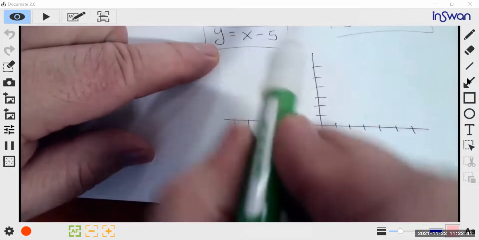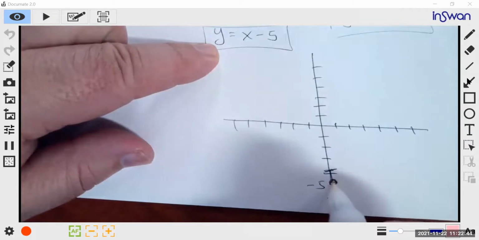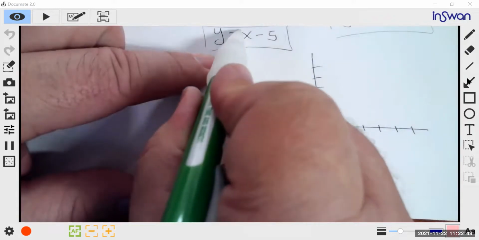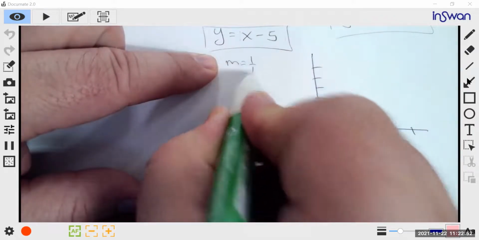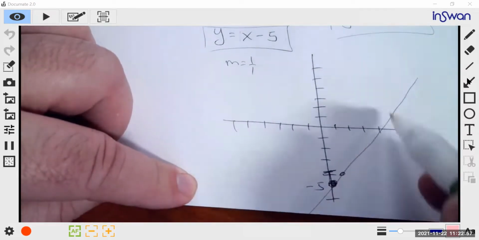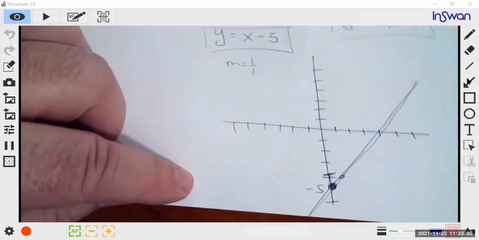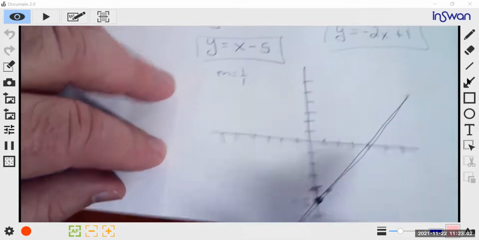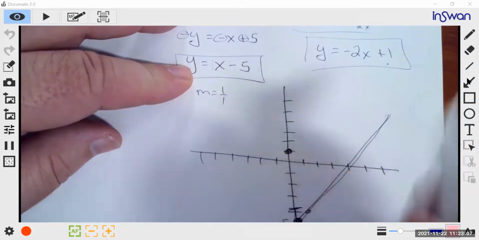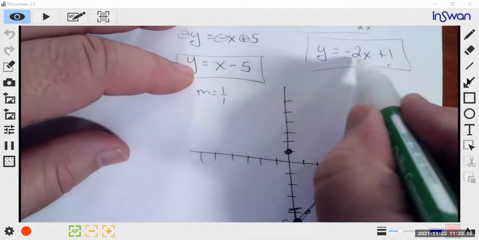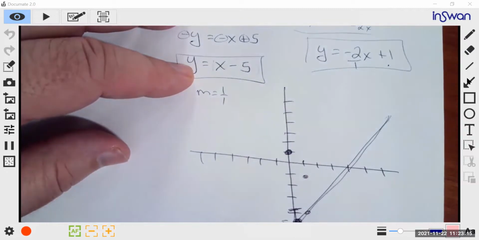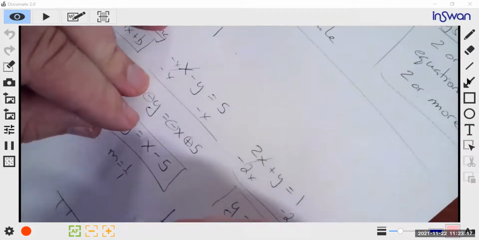So let's graph the first one. The y-intercept was at -5. The slope is 1, so it's 1/1, up 1 over 1. Connect the dots. Do the same thing with the other one. Plot the y-intercept. It's at +1. The slope is -2/1, so it's down 2 over 1. And connect the dots.